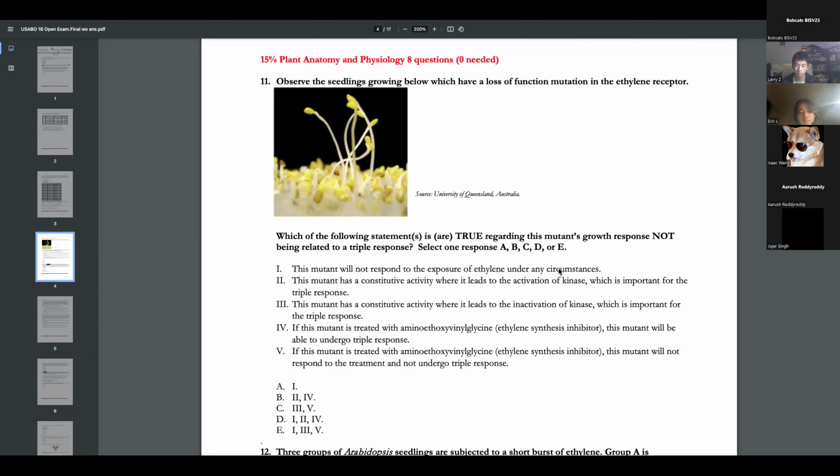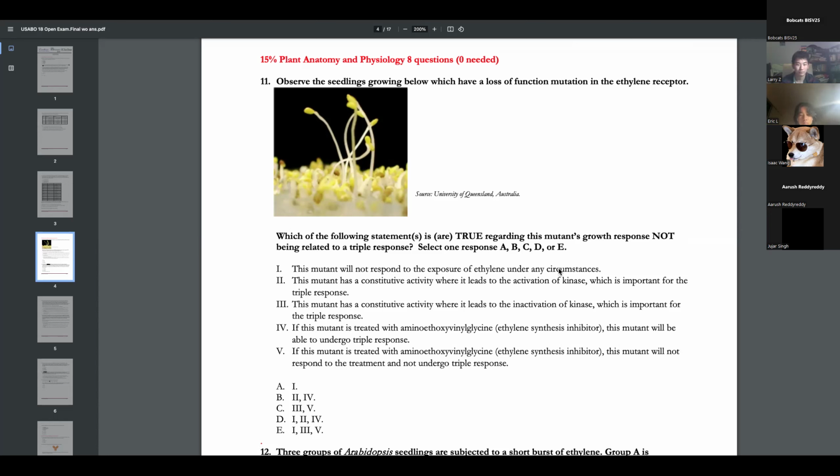And so the reason that ethylene isn't involved is ethylene is the stress hormone. When the plant presses against the rock, the tissues start getting damaged. There's pressure, so ethylene, the stress hormone, gets released. Now, ethylene causes this triple response. In this case, the question is saying: loss of function mutation in the ethylene receptor. So the ethylene doesn't work anymore, right? So it can't go through with the triple response.